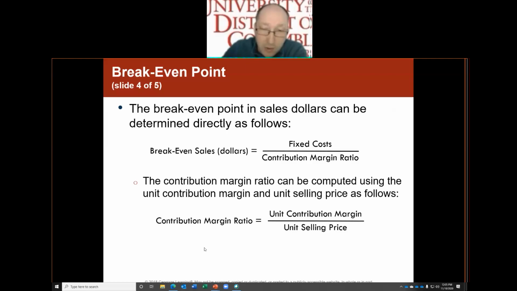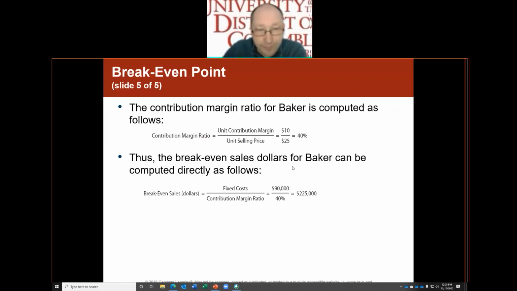Contribution margin ratio is we take our unit contribution margin divided by unit selling price. So here we go. From our earlier example, unit contribution margin is $10. Our selling price is $25. That means our contribution margin ratio is 40%. We take our fixed costs, 90,000, divided by 40%. I need to sell $225,000 worth of product to break even.